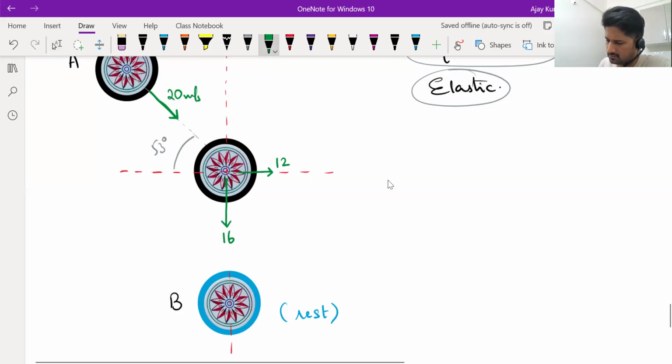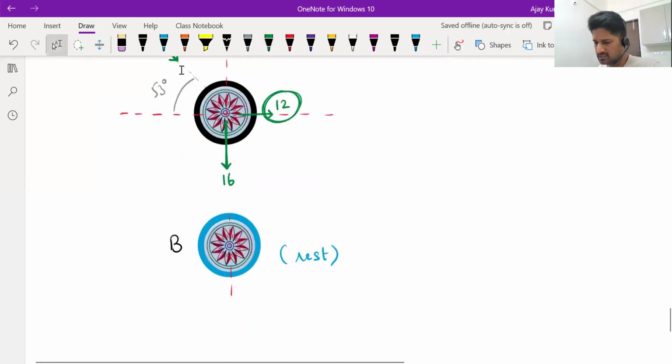16, sir. 16 will be disturbed because that is along the line of impact. We assume the strikers are smooth, so no friction. 12 will not be disturbed, 16 will be disturbed. So after collision also, the first striker, that is A, will continue having this 12 i cap component. This will stay with it. Okay. And let's see what happens to the 16 component.